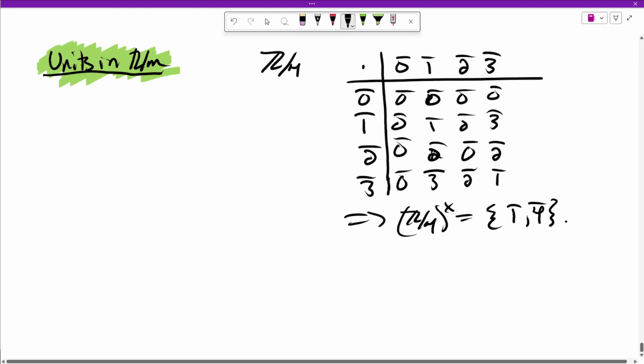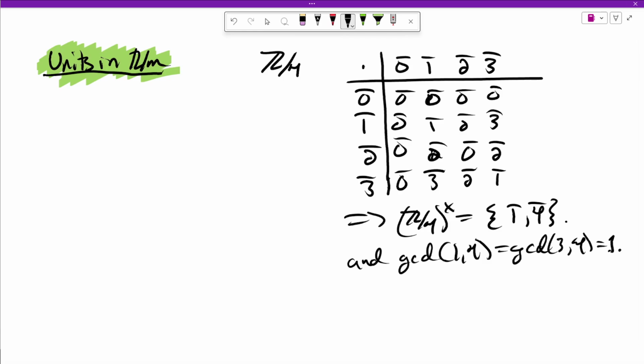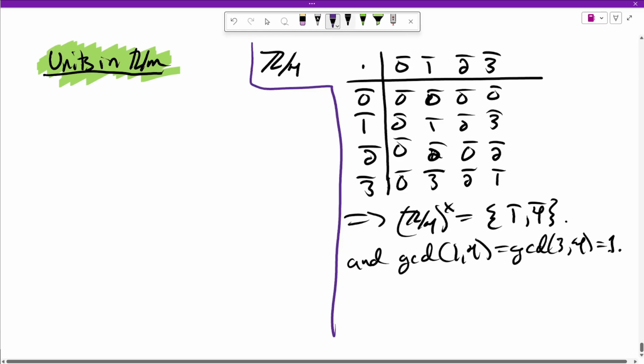Now we want to figure out what's special with 1 and 3. What's special is that they're both relatively prime to 4. So the GCD of 1 and 4 is the same as the GCD of 3 and 4, which is 1. And this tells us that we can use Bezout coefficients. You did exactly this problem in one of the class group work exercises and on your homework. I just want to remind you that you did this problem. So let's keep this to the side and go in and characterize the units.